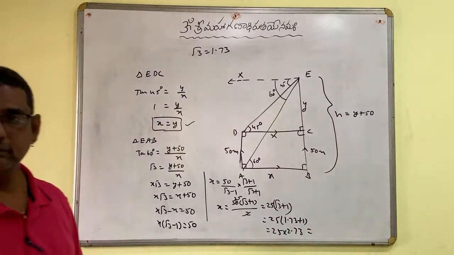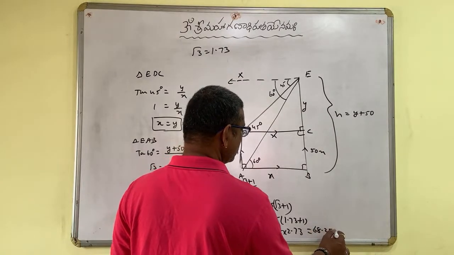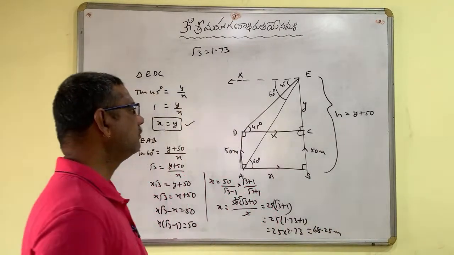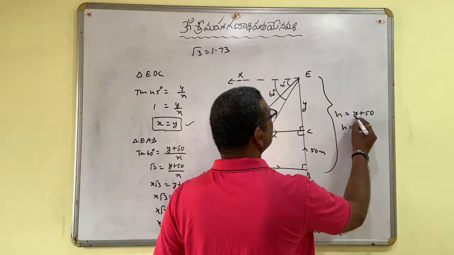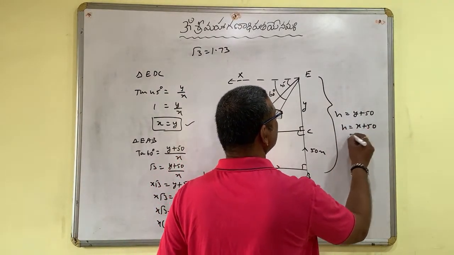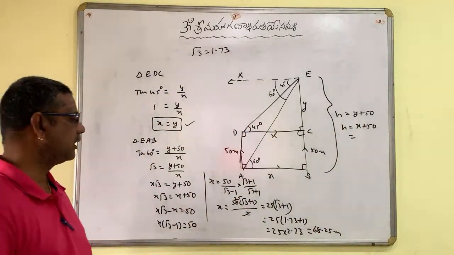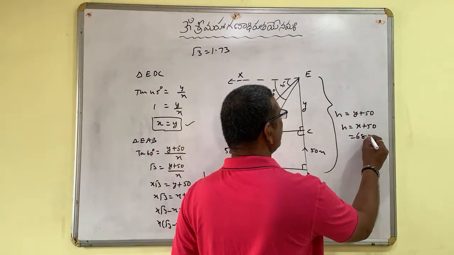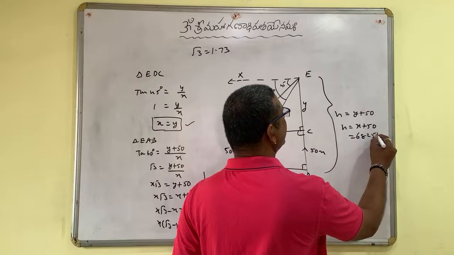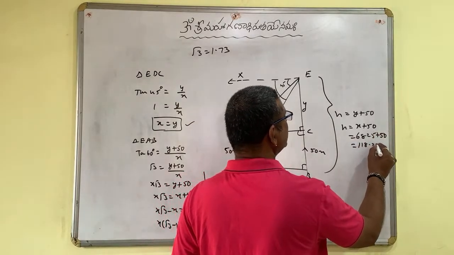68.25 meters. Now h is equal to x plus 50, correct? Because x and y are equal. X and y are equal. H is equal to x plus 50. So we got x, 68.25 plus 50, which is equal to 118.25 meters.